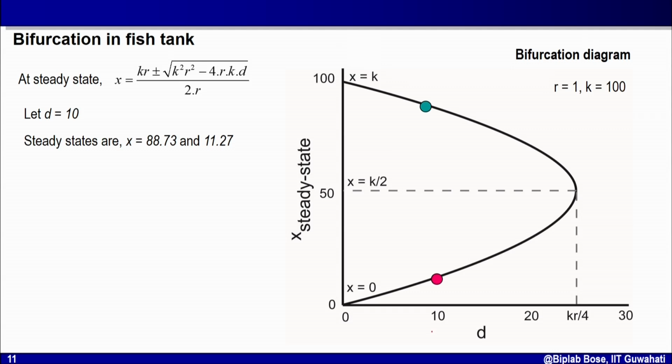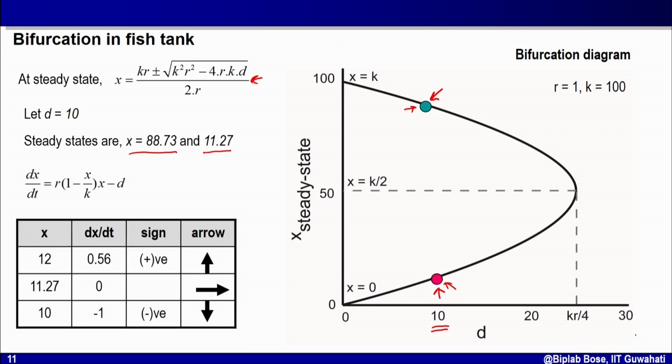So let us take d equal to 10. If d equal to 10, then I have one steady state here by this red dot, and I have another steady state here by these green dots. If you do the calculation using this relationship, and I have already done that, you will get x equal to 88.73, this one, and the other solution is 11.27, this one. So now the question is, these red dot and green dot, which represent the steady states when d equal to 10, are they stable or unstable? So let us do the calculation for that.